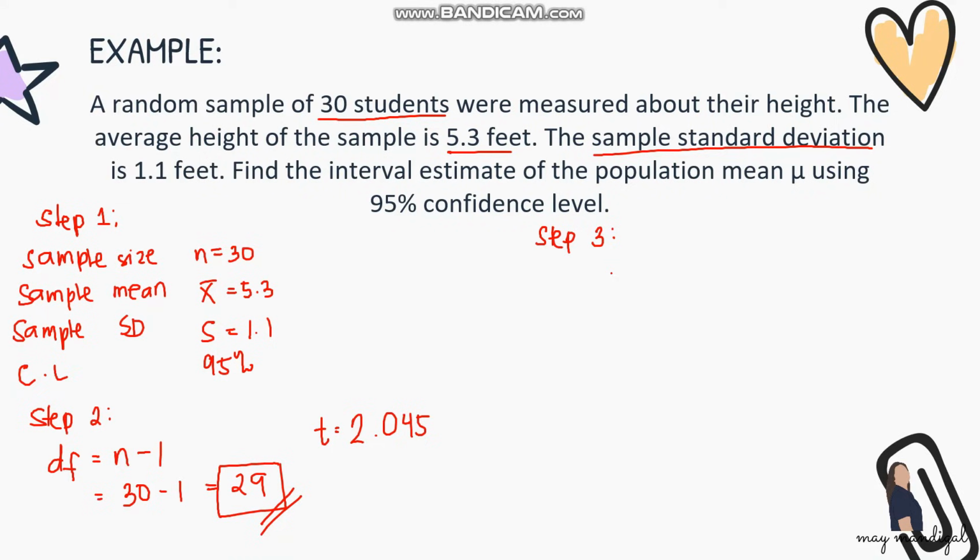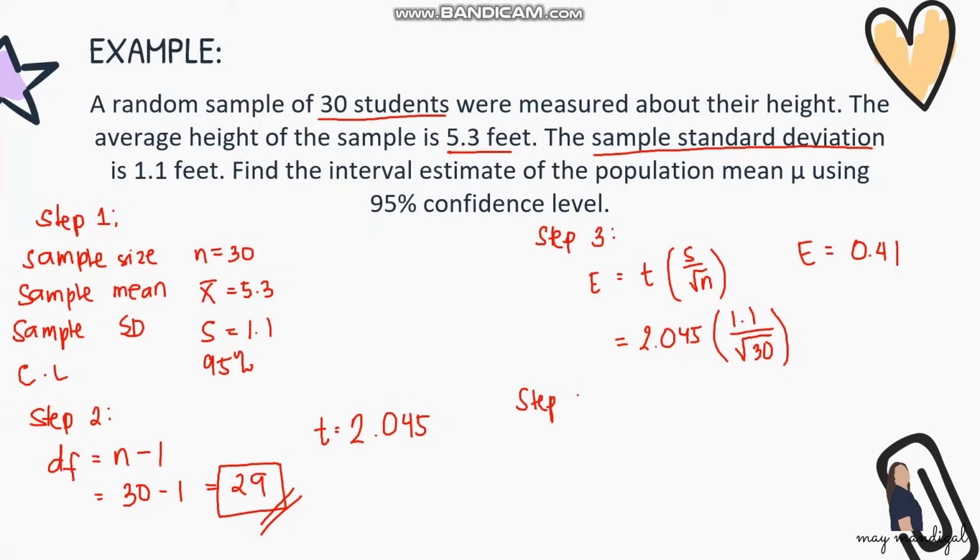So step number 3. So you have the margin of error. So that is t times the sample standard deviation over the square root of n. So just substitute 2.045 times the sample SD, which is 1.1, over the square root of n, square root of 30. So just solve this and then we will get a value of 0.41. So that now is our margin of error.